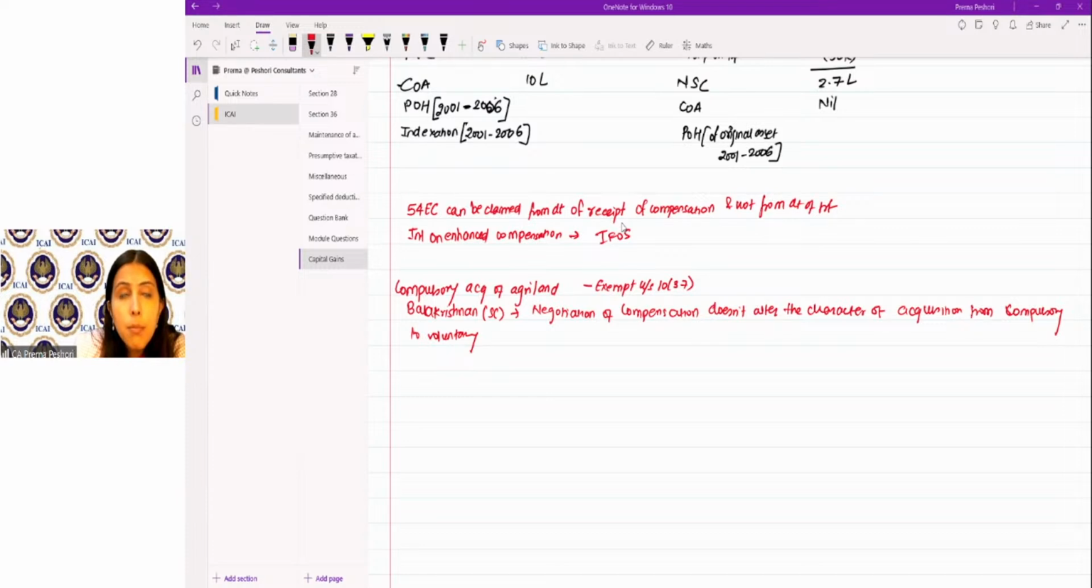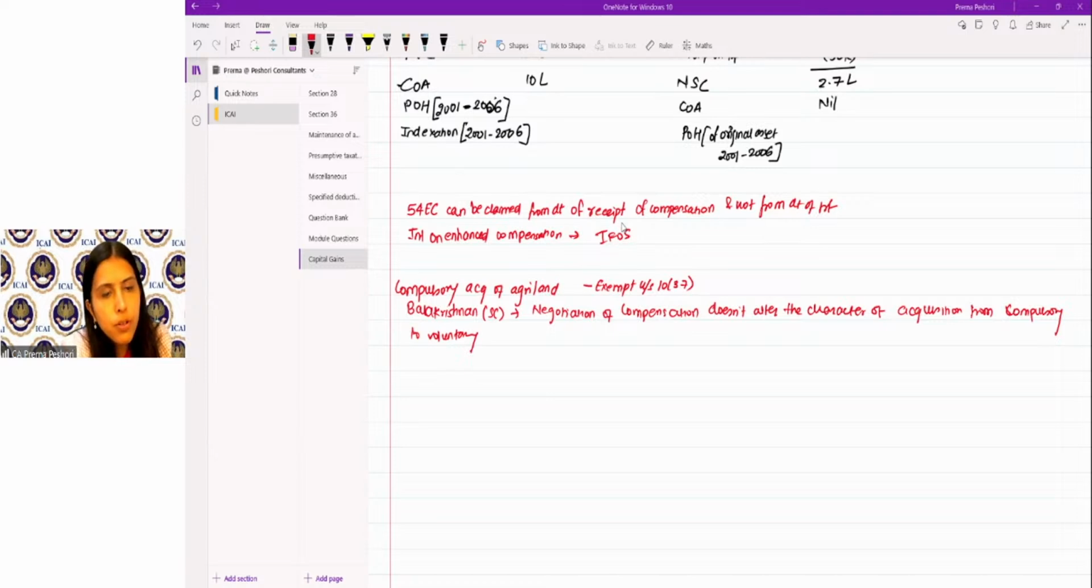Recomputation by way of rectification under 155 means that the AO will pass the rectification order to recompute the sales consideration by reducing the amount. Clear? Fine. Yes or no? Shall we proceed further? Okay.